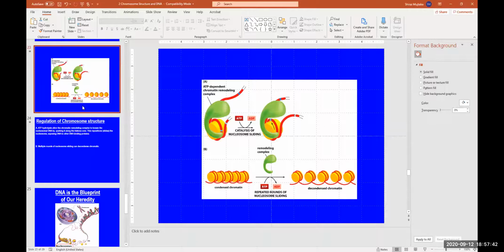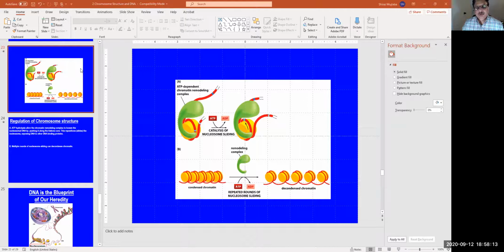Now, remember I mentioned to you that chromosome is a dynamic structure that could exist as euchromatin, which is a transcriptionally friendly zone, or heterochromatin, which is a transcriptionally unfriendly zone. It may not permit transcription. So there must be some factors that facilitate the transition between euchromatin and heterochromatin. And one of those factors is called the remodeling complex.